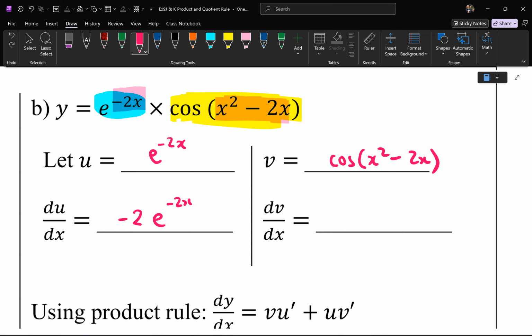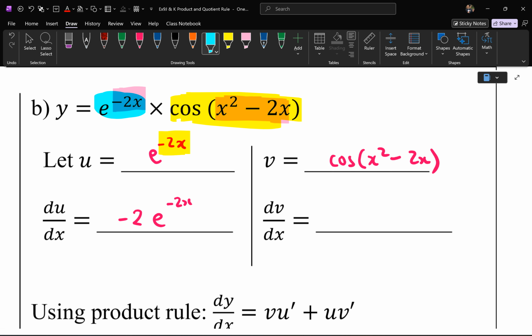Beautiful. Again, this chain rule is derive the inside. So if you derive negative 2x, that's how you get the negative 2 at the front. Times with derive the outside, deriving exponential as itself. That's why it's e to the negative 2x itself. That's chain rule there. Same thing, I'm going to do the same thing for chain rule for cosine of x squared minus 2x.